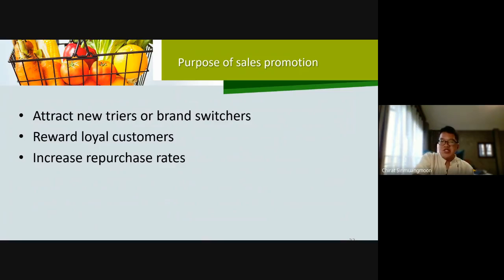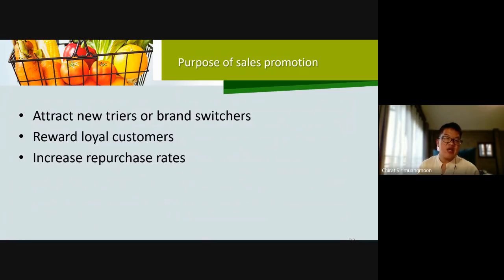Actually, we use sales promotion for three purposes. First one, attract new users or brand switchers. We try to convince them to use your product. If they are not your user yet, you use sales promotion to make them select your products. Or even brand switchers: if you know your brand has some better or very good point, but they do not know yet, you can use sales promotion to increase the awareness.